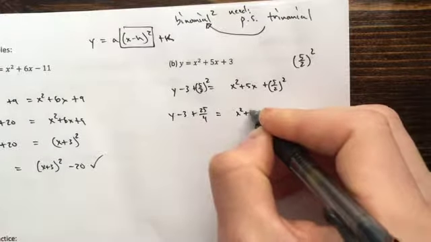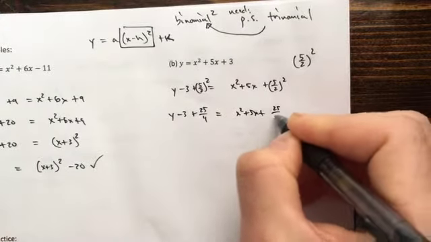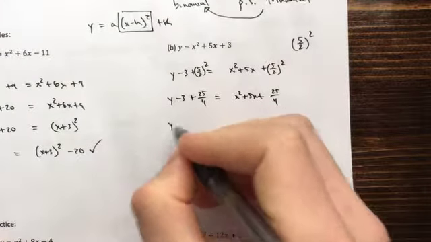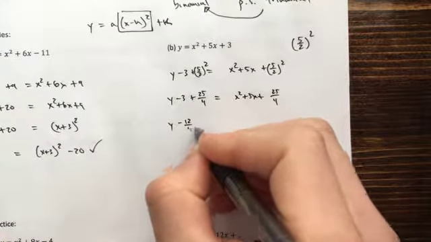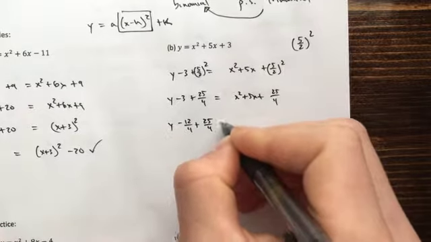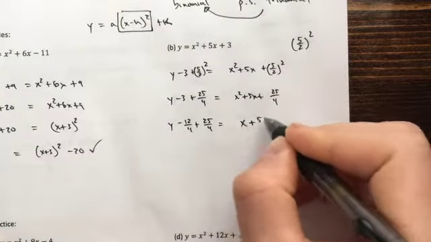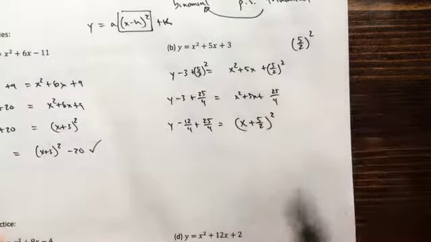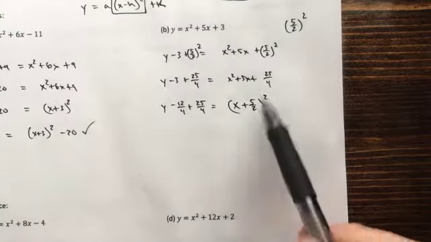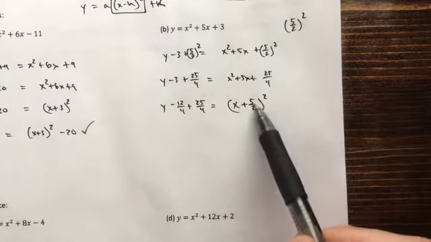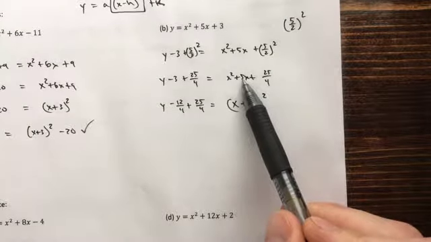And then x squared plus 5x plus 25 fourths, okay? Negative 3 is negative 12 fourths, getting a common denominator. This should factor to x plus 5 over 2 squared. That's how perfect square trinomials work. They always factor to a binomial squared, and this number is always b over 2, right?